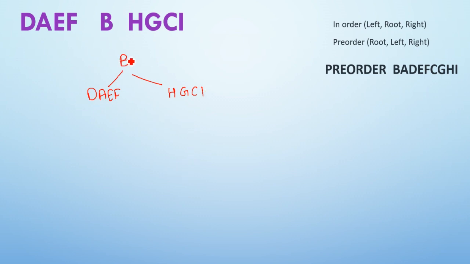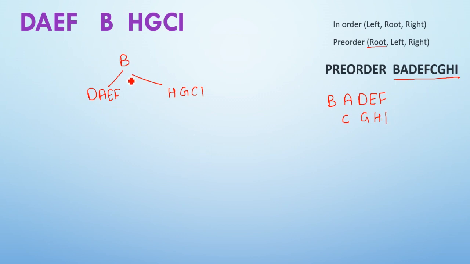Now which one would be the immediate left child for B? How to find that? That can be found out by using the preorder, because here the root is always first. So let me just divide this as well. So B is the root, we know that. A, D, E, F, this is your leftmost part, and C, G, H, I, this is your rightmost part.